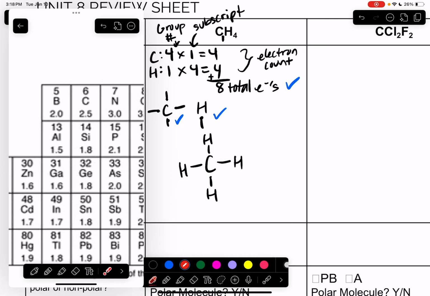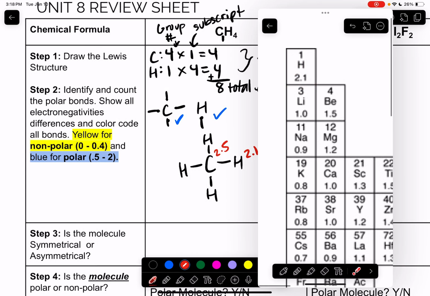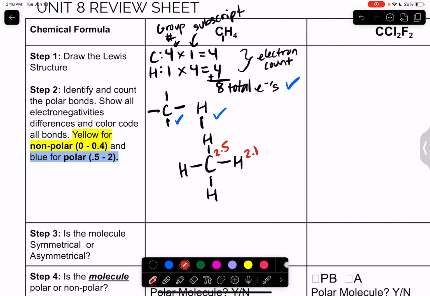Carbon, according to this chart, has an electronegativity value of 2.5, which is shown right here, so I'm going to write 2.5. And hydrogen, which is over here, has an electronegativity value of 2.1. Then I'm going to subtract those numbers. We always do bigger number minus smaller number, so you should never have any negative numbers for this.